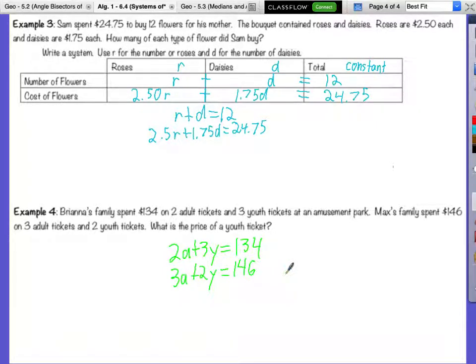So here we have 3 adult tickets that Max's family bought, and 2 youth tickets. So we take 3 times the cost of the adult ticket, 2 times the cost of the youth ticket, and set it equal to the total they paid, 146. Questions on setting this one up? Once this is set up, do we know how to solve these? Is this one particularly set up for either substitution or elimination right away? No. We have to do some manipulation of the equation either way. If we're doing elimination, we can multiply these equations to get there. Or if we're doing substitution, we can manipulate one equation to solve for a variable. Questions on that, class?